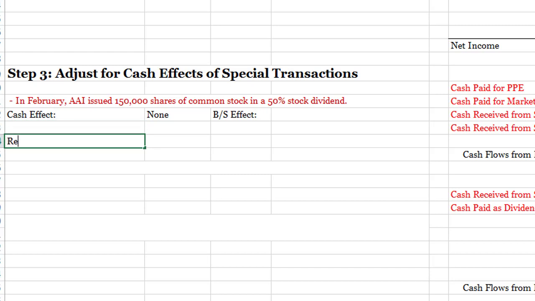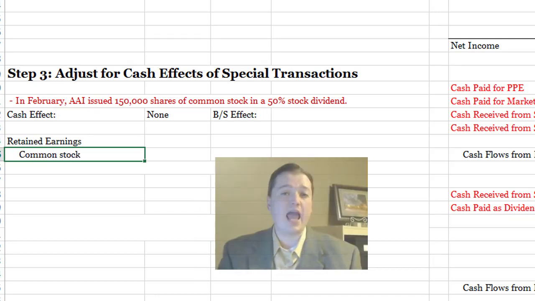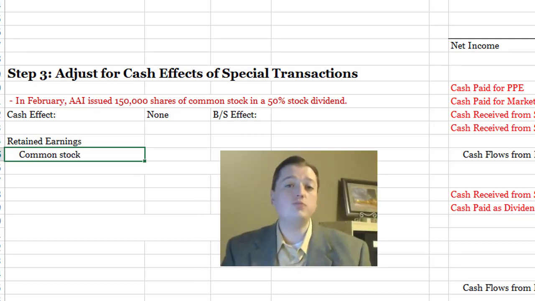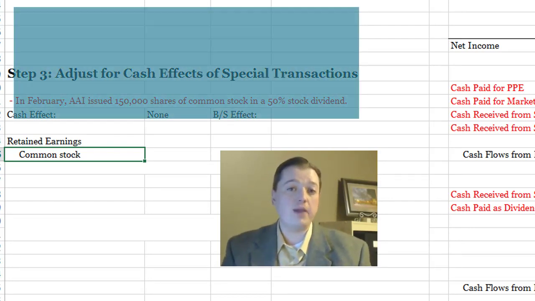We debit retained earnings, credit common stock. We might also credit additional paid in capital, but only if it's a small stock dividend. If it's a large stock dividend, we just record par value, and that's it. So I don't have any additional paid in capital. If it's a small stock dividend, then I record the market value of the shares, and I have to put the par value into common stock and the rest of the market value into additional paid in capital.